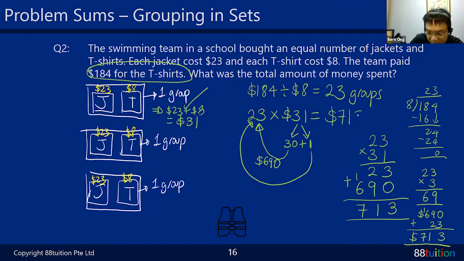Victoria used another method. She took 184 divided by 8, the same step, to get 23. Then she took 23 times 23, because the total jacket is $23 each, to get 529. Then she added back the 184 for the t-shirts to get a total of 713. Good. Also can.